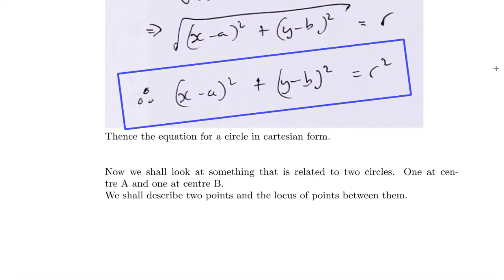We began with circles, and the reason for that is because it links quite nicely into our next topic of loci. I've said we should now look at something that is related to two circles, one at the center A and one at the center B. We should describe 2 points and the locus of points between them.